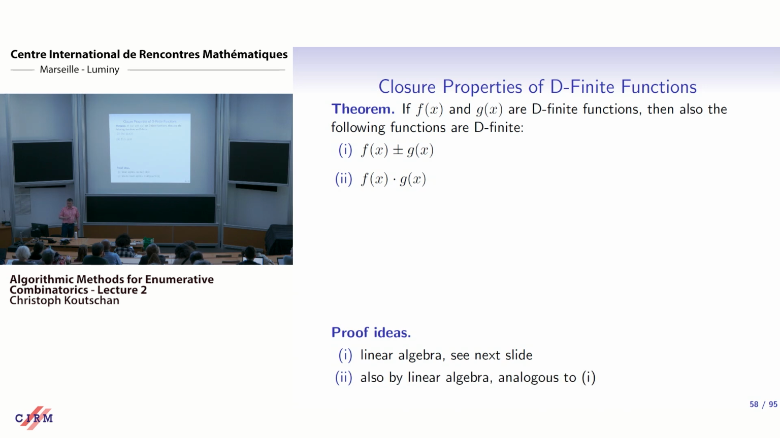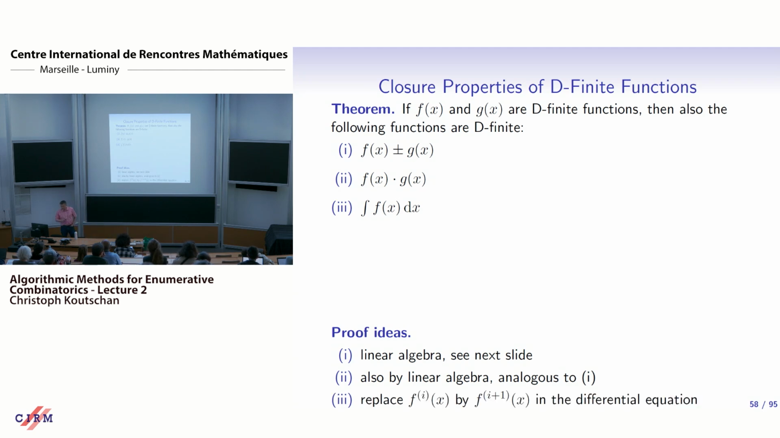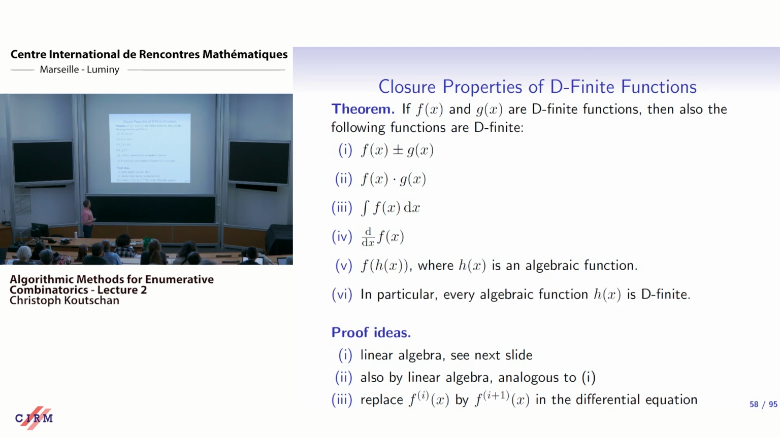Note that here it's not written the quotient. We can take the integral, the antiderivative is again D-finite. Well, this is easy to prove. You just replace every derivative by the next higher derivative in the differential equation, and then it will be satisfied by the antiderivative. We can take the derivative of the function. It is again D-finite. We can do substitution of an algebraic function into a D-finite function and get a D-finite function back. And if you do this substitution into the identical function, you see immediately that algebraic functions themselves are also D-finite.